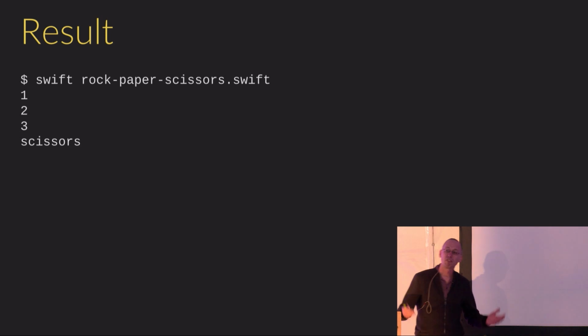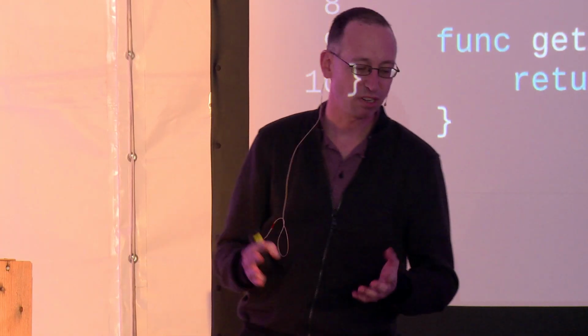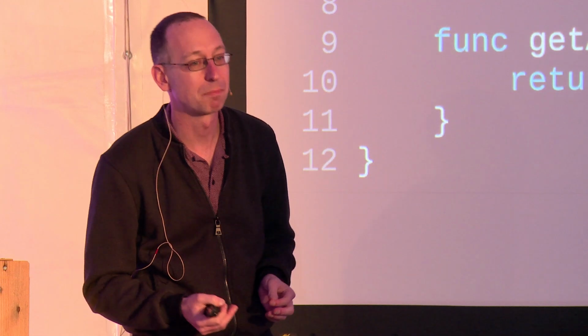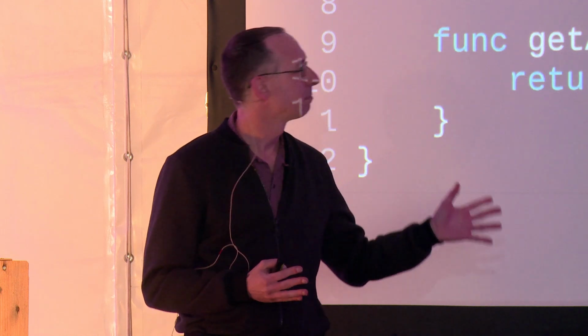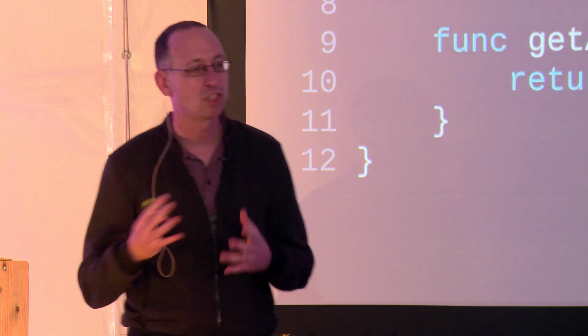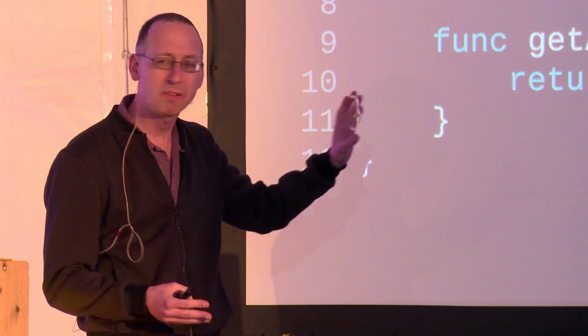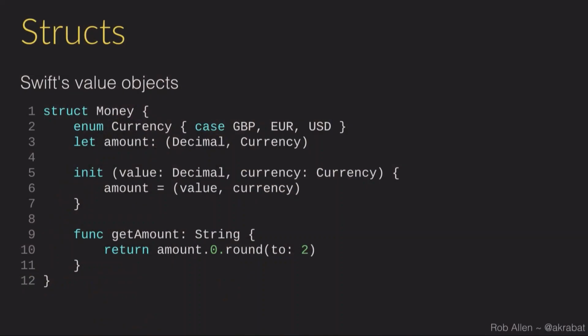So there's the fundamentals of Swift. Let's talk about a few other little bits of interesting things. Structs are Swift's value objects. If you look at that code, pretty much every language that's a braces language looks probably fairly similar. You know, we can see on line 3 we're defining a property. Line 9 to 11 we've got a method within our structure. Lines 5 to 7, init is a constructor.